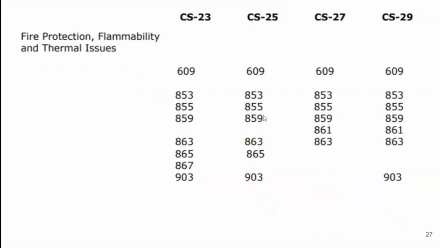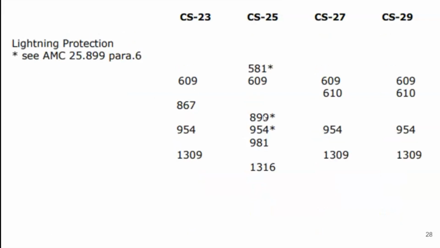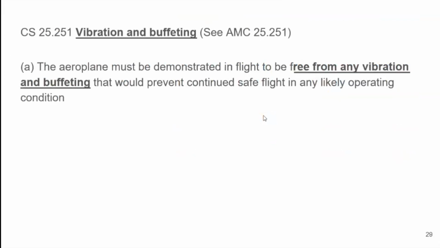Fire protection is also another issue you have to look at in design certification of composite. There is 609 there, and also 853 is for interior. And lightning protection, I will briefly go through here just for you to get information when you do the design certification, which paragraph you need to go to for each type of aircraft. Okay, let's look at the first one.